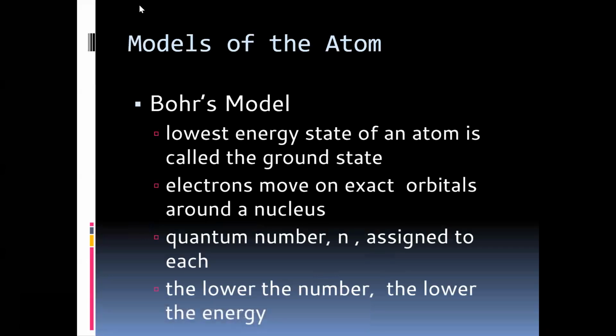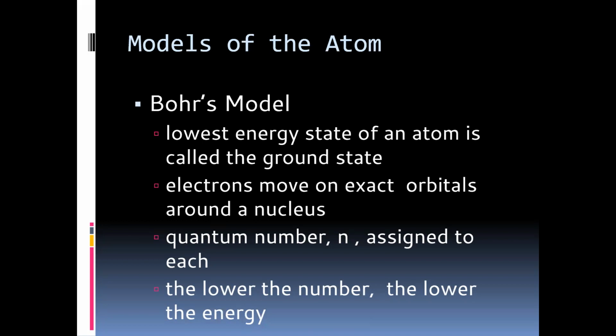So the first thing I want to mention is models of the atom. So we have Bohr's model, which said a bunch of things. It said the lowest energy state of an atom is called the ground state. Atoms can exist in various energy levels. So just like a person, they could be relaxed or a person could be excited. It's the same with an atom. An atom can be in a relaxed ground state or an excited high energy state.